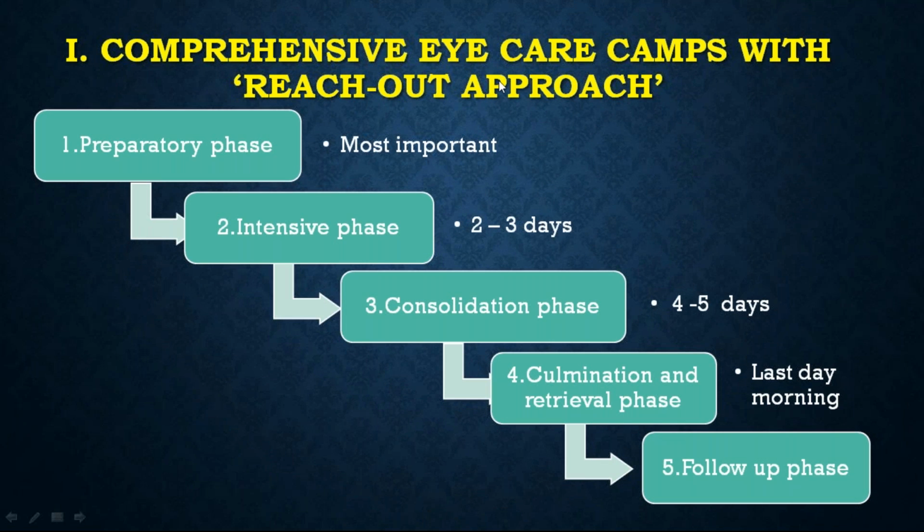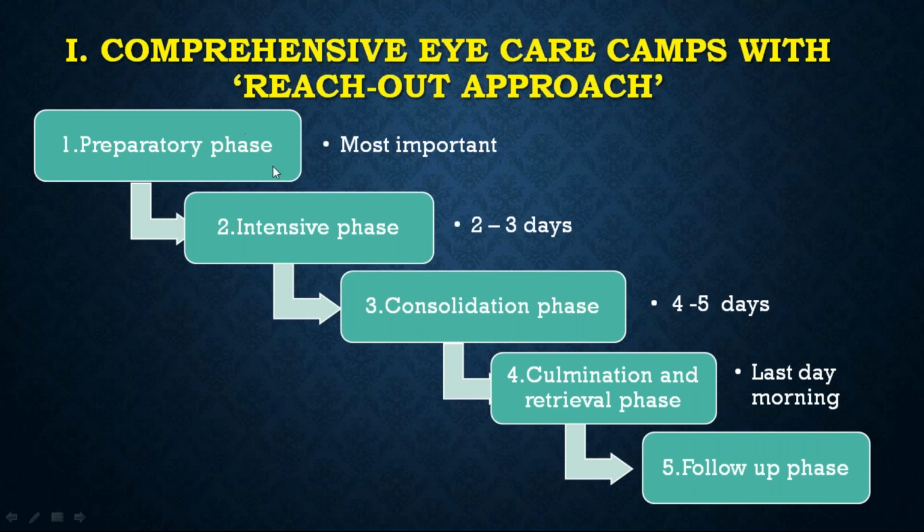Comprehensive eye care camps with reach out approach consist of a preparatory phase, where we reach out to the panchayat office or president of the local village and inform them that we are conducting a camp. That is the preparatory phase. The second one is the intensive phase, which is for 2 to 3 days. The third one is a consolidation phase. The fourth one is a culmination and retrieval phase. And the fifth one is the follow-up phase. These are the five stages of comprehensive eye care camps with reach out approach.